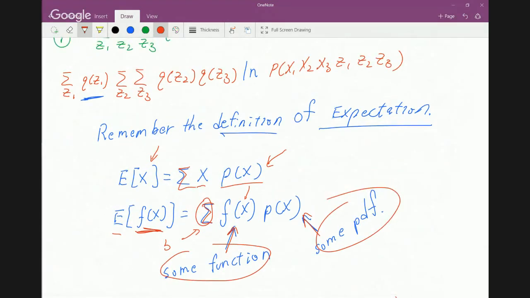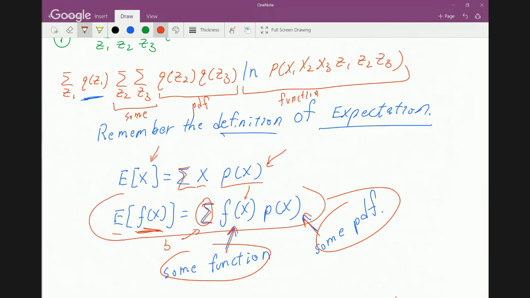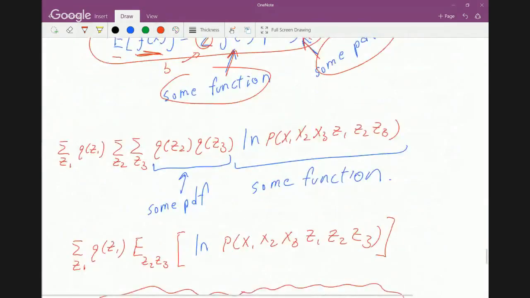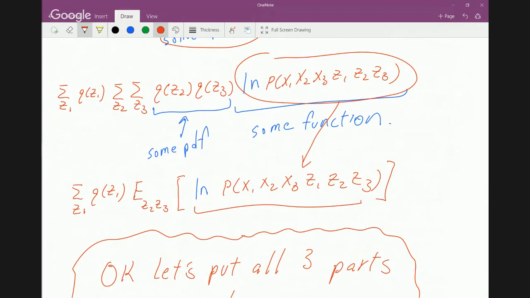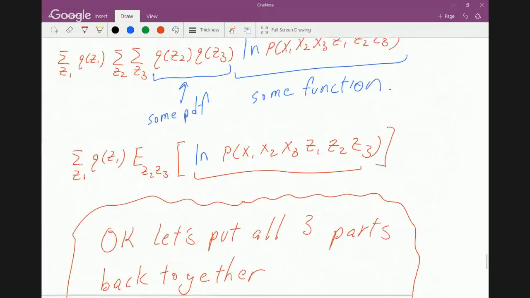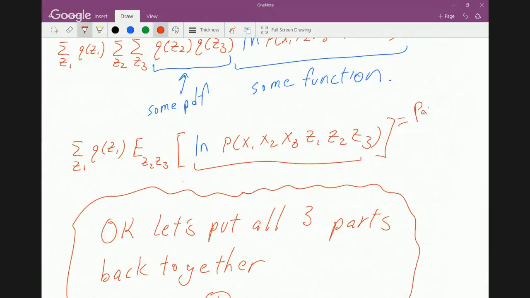Does that look familiar? Well, in part 1, this is some probability distribution. This is some function, and this is the sum of all of them. So this is some PDF. This is some function. And here's the sum. Now, if we follow this same expectation rule, we'll get this right here: expectation with respect to Z2 and Z3 of this whole thing. Remember, here's the function, and we moved it in here. Okay, so this now is equal to part 1.